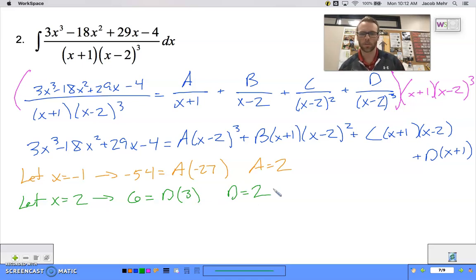Now, how about the last two? Okay. Well, how do I get this b term left? Well, I can't let x equal negative 1 or x equal 2. We've done that, and the b and the c terms have both disappeared. There's nothing I can substitute in that will make the a, the c, and the d disappear, but the b still be alive. So we're going to have to look at another option to do that. It's going to take a little bit of grunt work, but it actually works out pretty well.